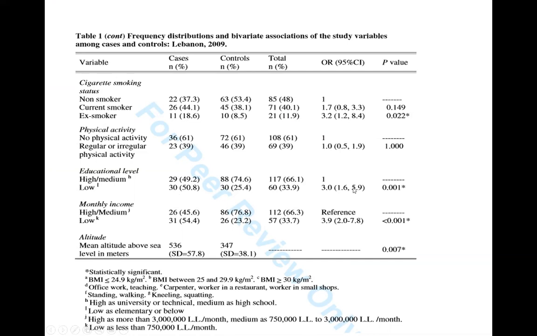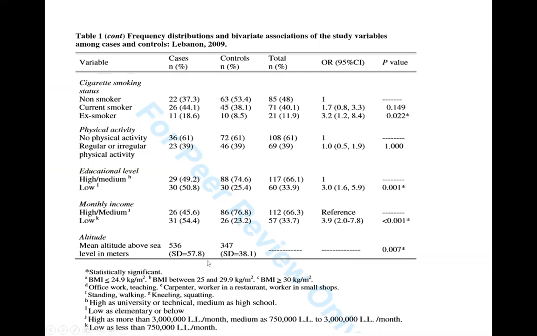First, the CI does not overlap with one, and the p-value of the chi-square is significant. And beneath, we explain what is high and medium, what is low education, and this is what I say, that this table should be self-explanatory. I don't have to go back to the text to understand it.